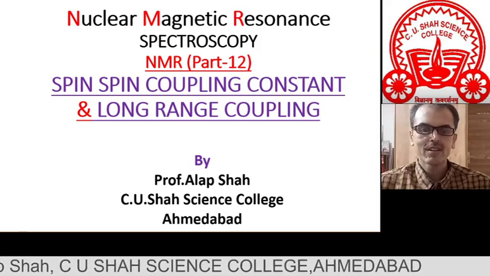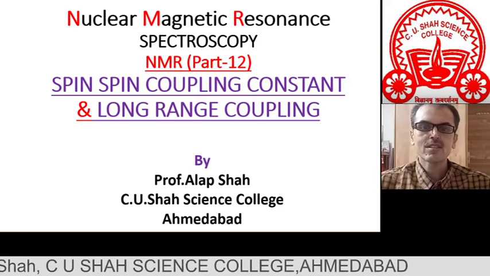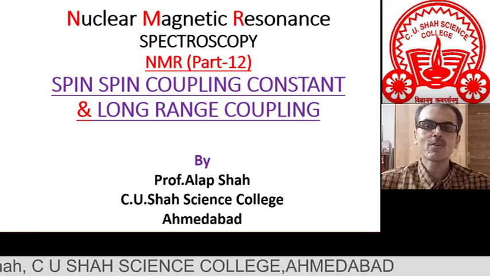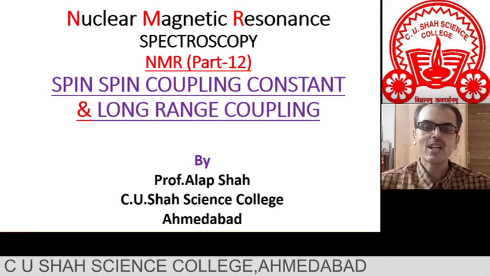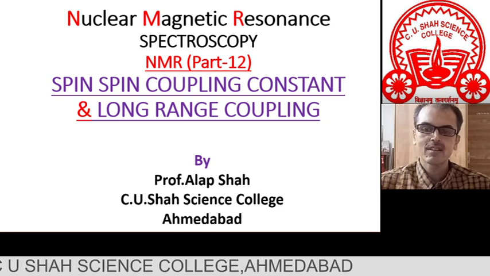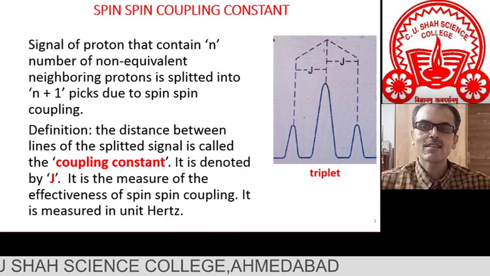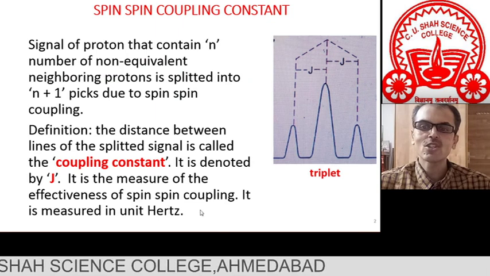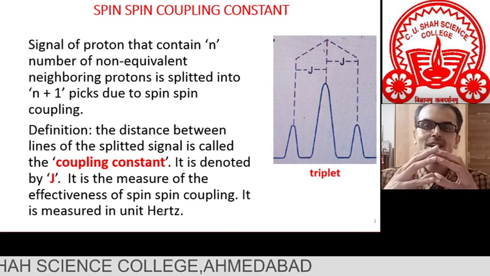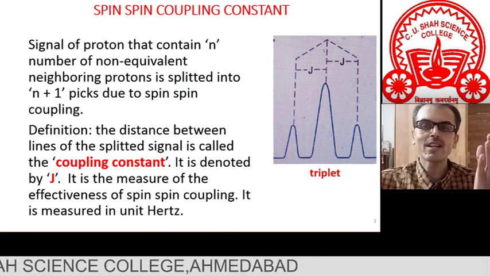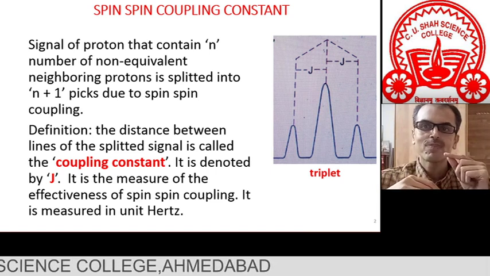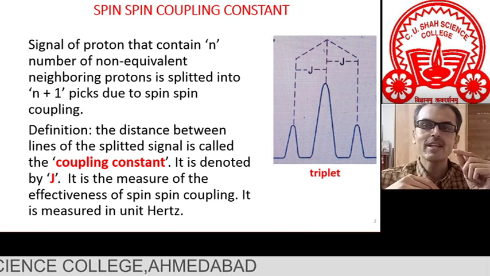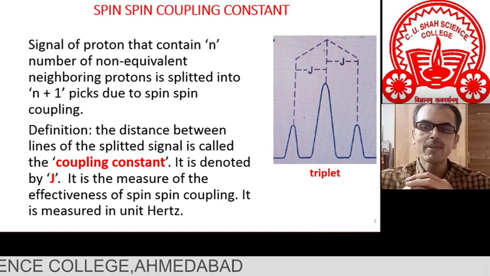Hello everyone. In this 12th part of NMR spectroscopy, we would discuss spin-spin coupling constant and long-range coupling. In this slide, you can see a picture of a triplet. We know that whenever there are two non-equivalent neighboring protons, then as per the n plus 1 rule, the signal is split into three lines and we call it a triplet.